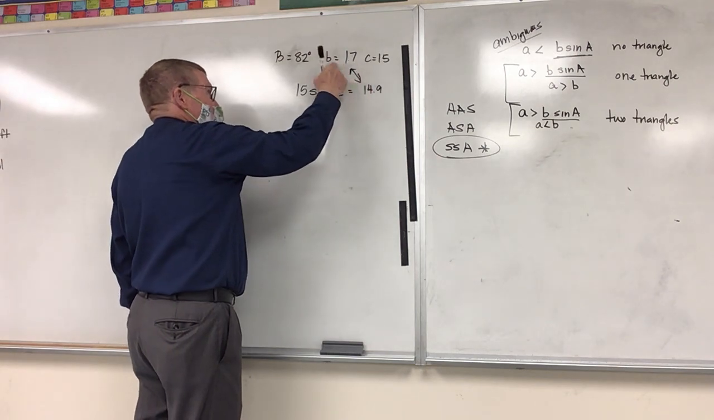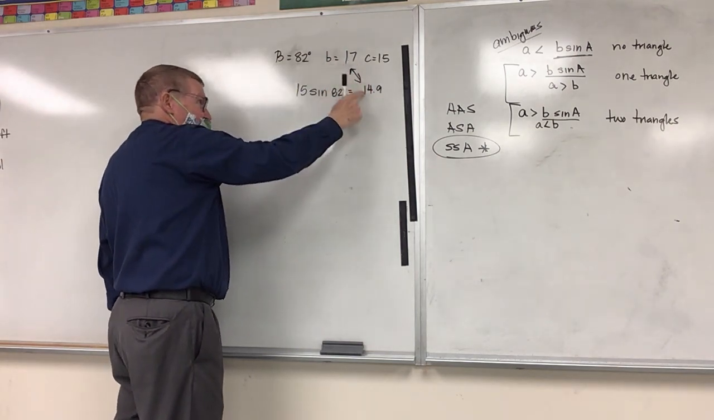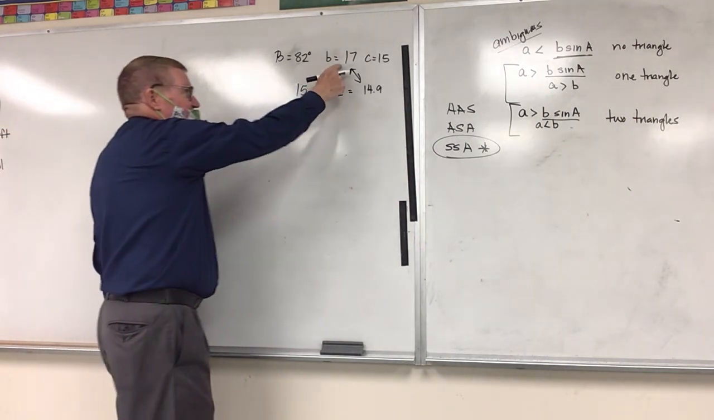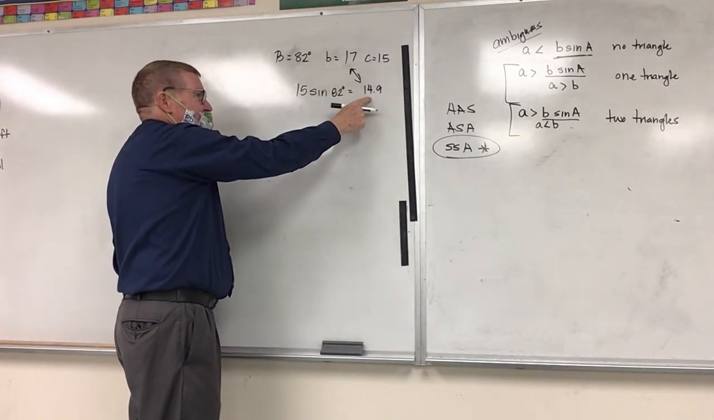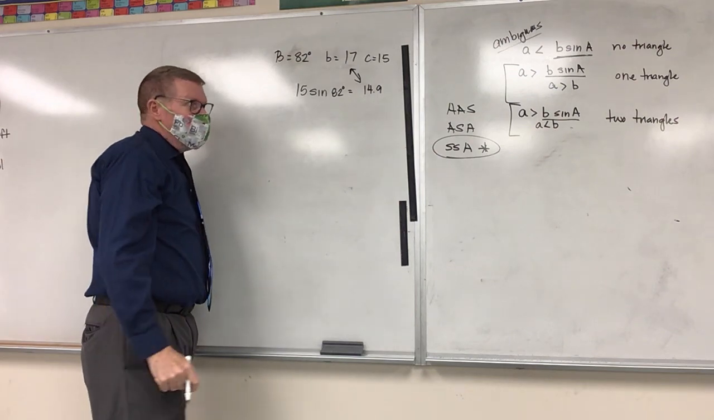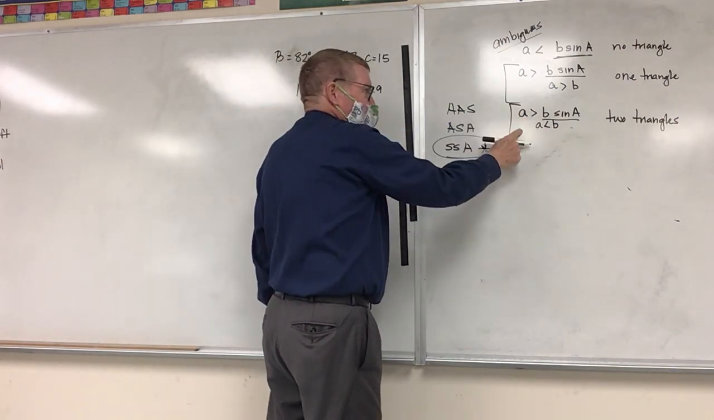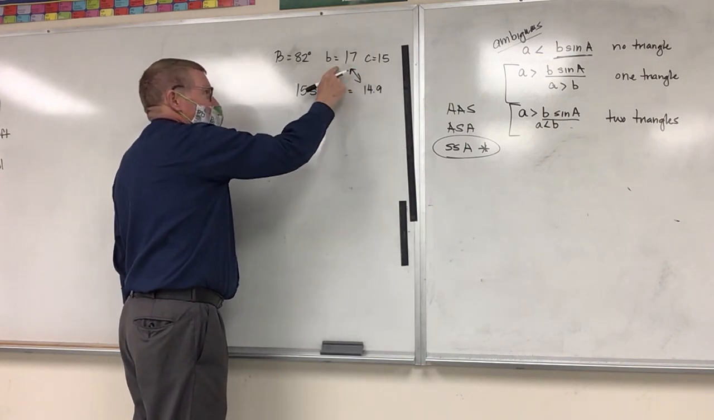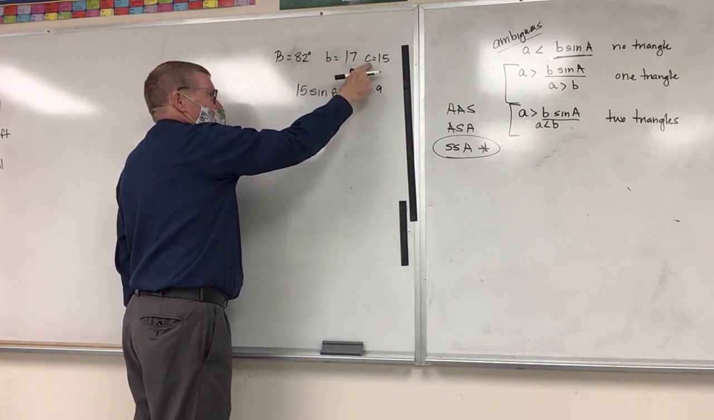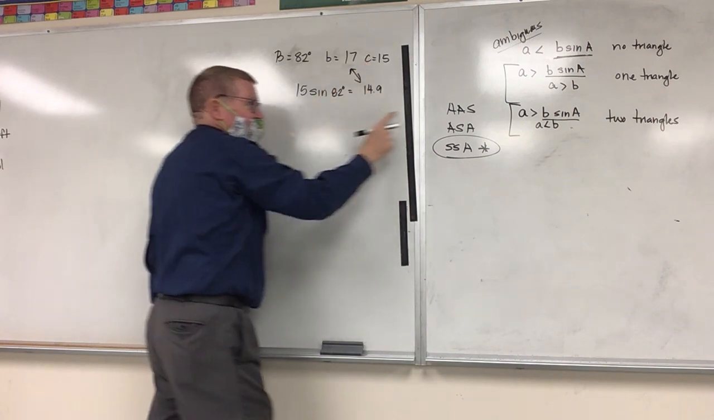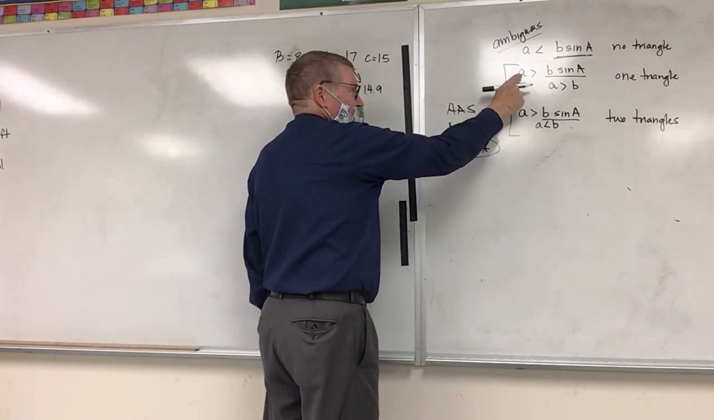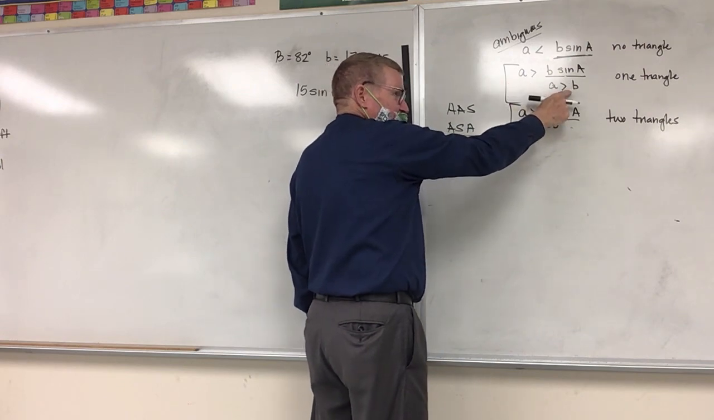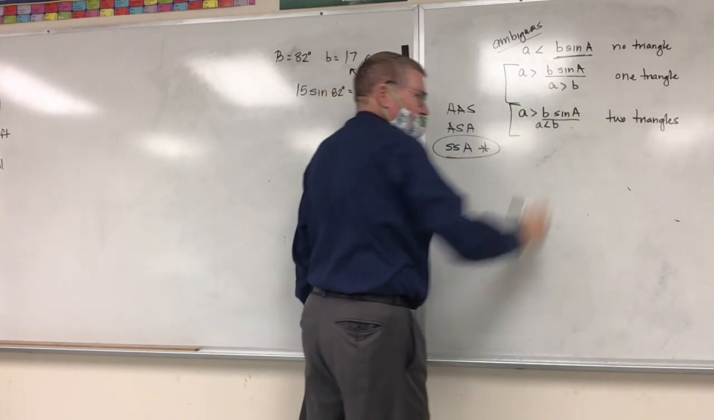How does the side that I have compare to this? Oh, I mean it's greater. It's bigger, so it's either this or this. Then I compare these. How does this compare? It's greater. Alright, it's one triangle. This is bigger than this, and this is bigger than the other side I've given. So I have one triangle.